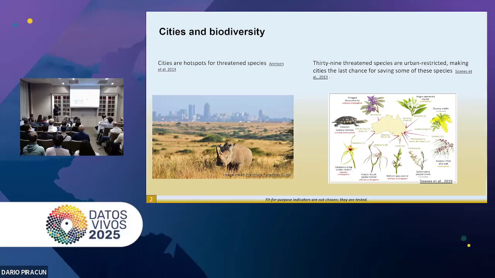I'm sure that you know about this. Cities are actually hotspots for threatened species. This is one national park in Nairobi. You see the rhinos. In Australia, there are almost 40 threatened species that are urban restricted, making cities the last chance for saving those species.